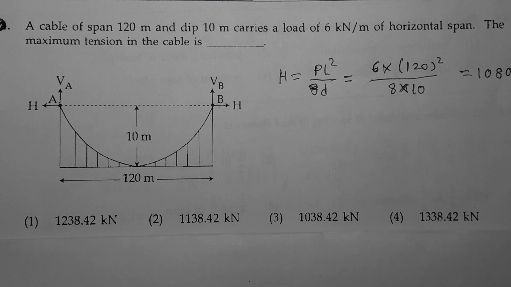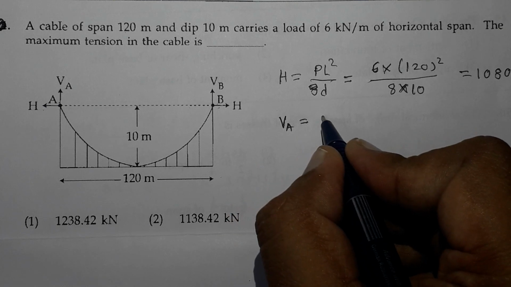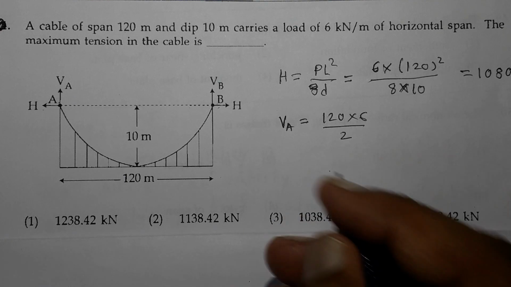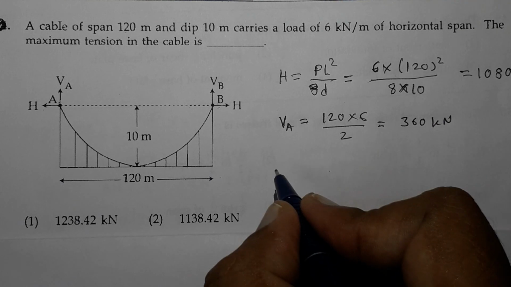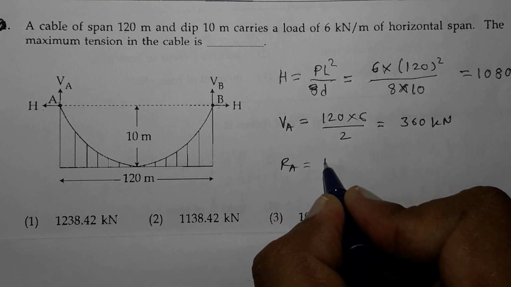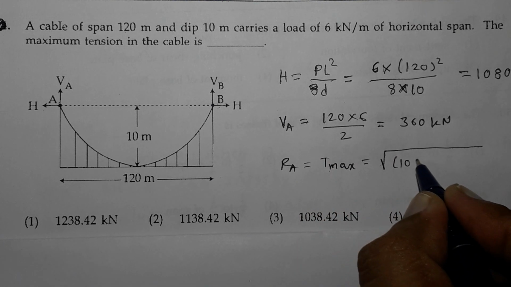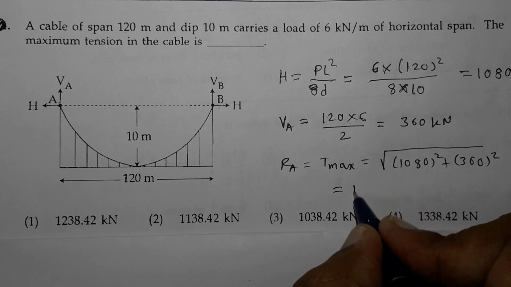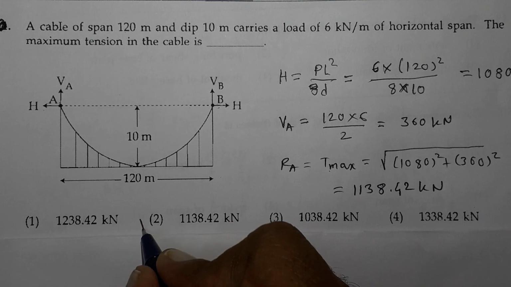Now VA and VB can be obtained by using summation Fy is equal to 0. So VA is nothing but the total load, that is 120 into 6 divided by 2, because it will be half of the total load due to symmetry, and this is equal to 360 kilonewton. And then the reaction at A, which is nothing but the maximum tension T max, will be equal to root of 1080 square plus 360 square, and it works out to be 1138.42 kilonewton, and that is why option 2 is the correct option.